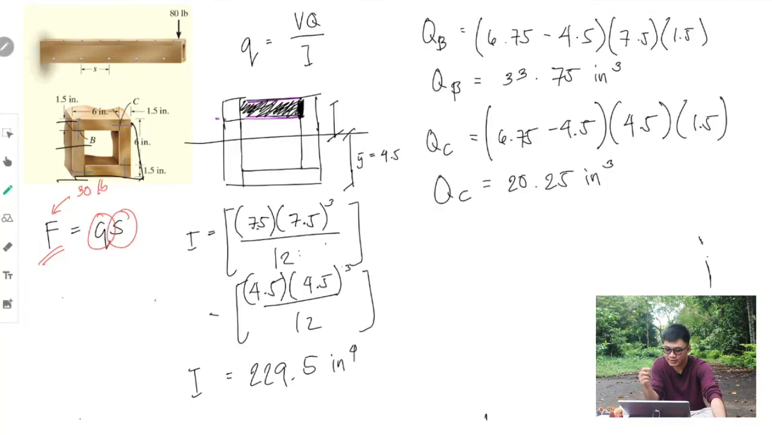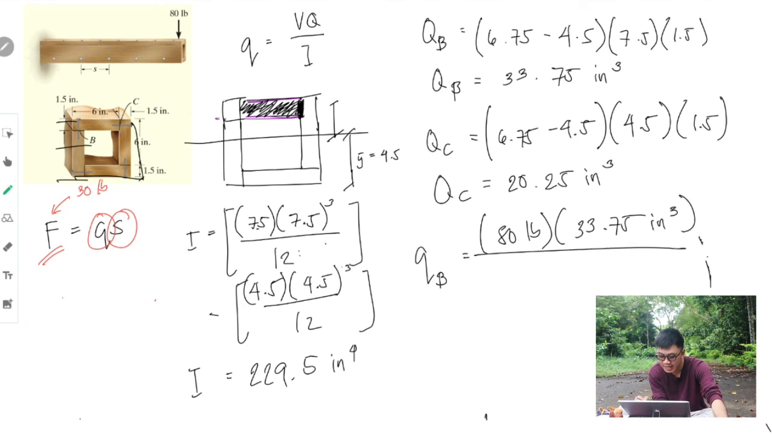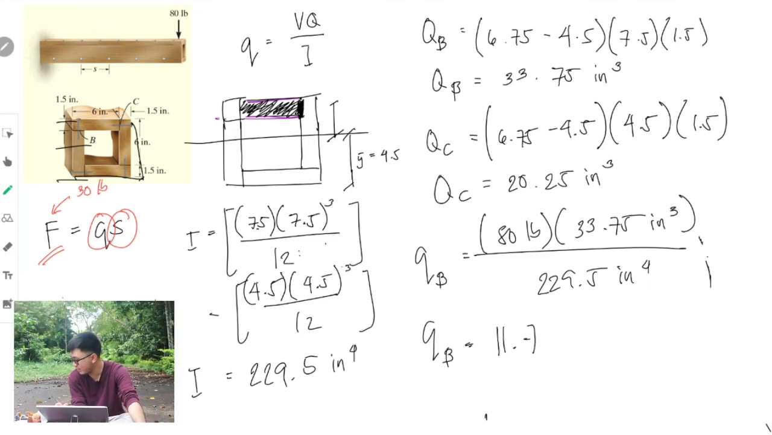So, now we can solve for the small letter q for B and C. Okay, so, what is it? First we do q of B. qB is equal to VQ over I, which is 80 pounds multiplied by Q, which is 33.75 inch cube, divided by I, which is 229.5 inches to the 4. And we'll find out that your qB is equal to 11.76 pounds per inch.